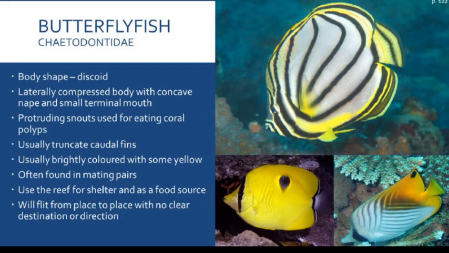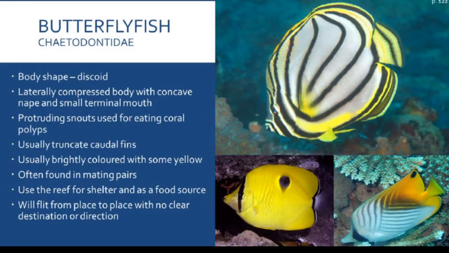They usually have truncate caudal fins. So remembering from yesterday, a truncate caudal fin would be a straighter tail. We can see on this example over here, it's got more of a straighter tail, and this one here as well. In terms of coloration, butterfly fish are usually quite brightly colored. There's always some yellow on a butterfly fish. They might have other colors like white and black, maybe a little bit of blue, but definitely always some yellow somewhere on the fish.